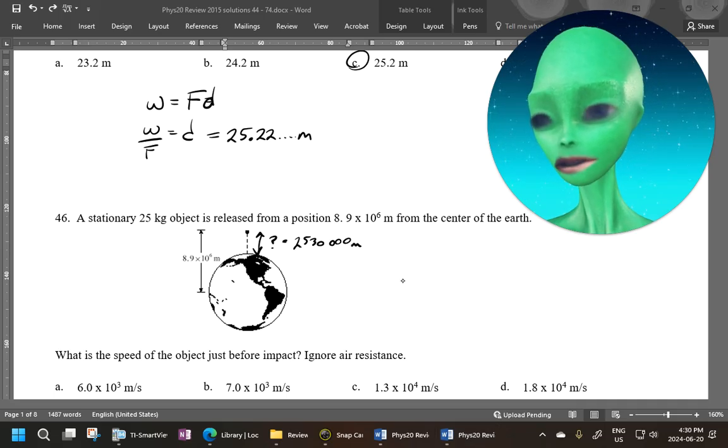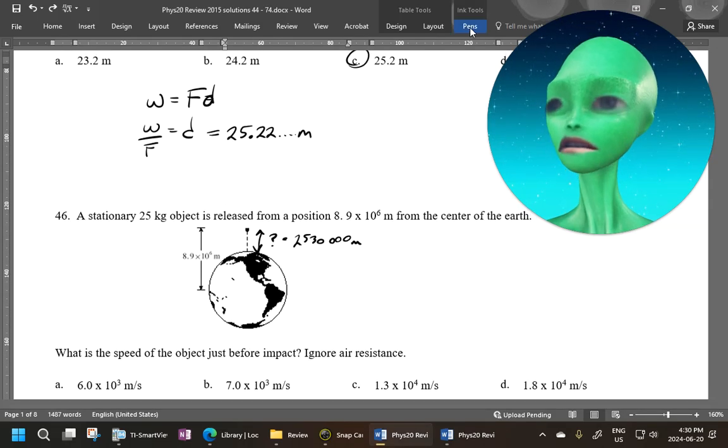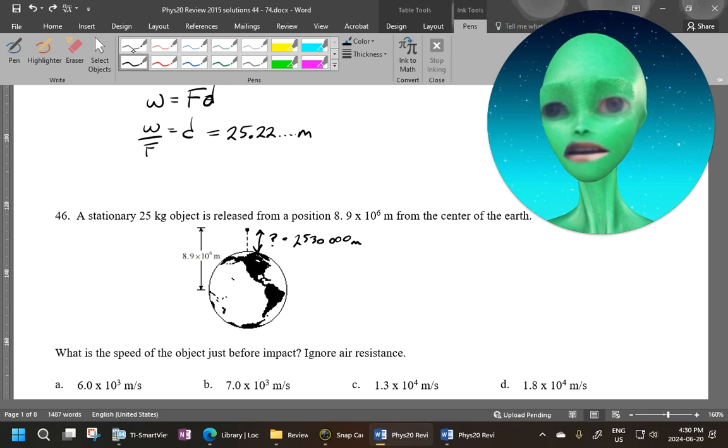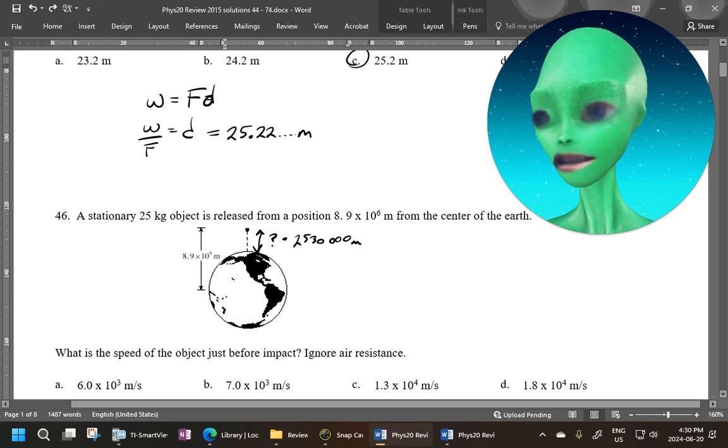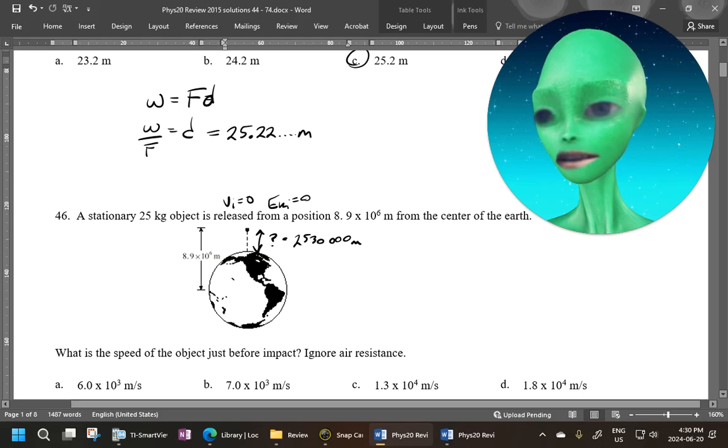What I'm going to do is create a graph, because the area of a force distance graph is going to be the work done. If I can find the work done, which is the change of energy, and the energy that's changing here is going to be my kinetic energy, then I can use that because it's released. So I'm going to say my Vi is equal to 0, and my Eki is going to be 0. Let's just see what the force is here. So I'm going to create a little force times distance graph here.